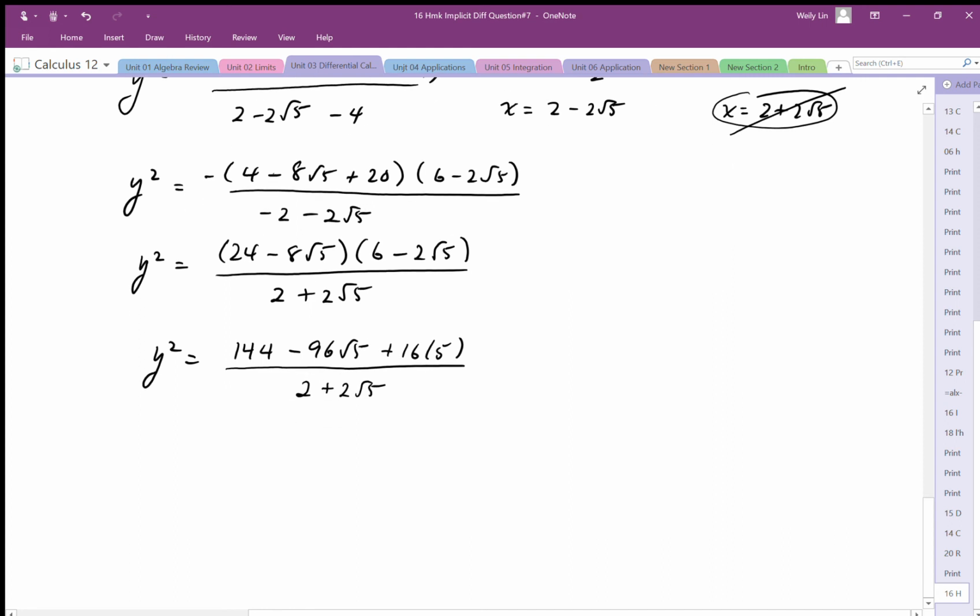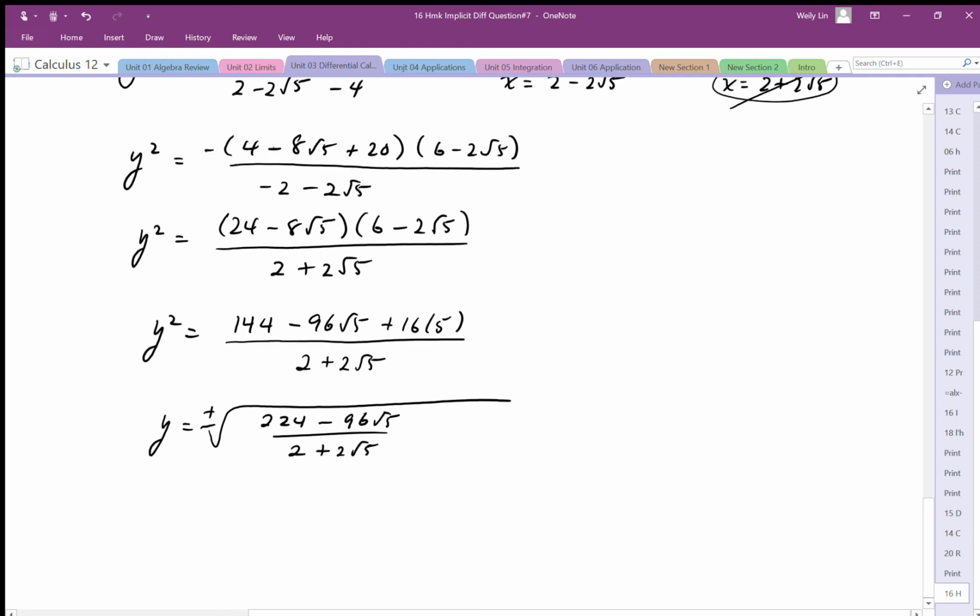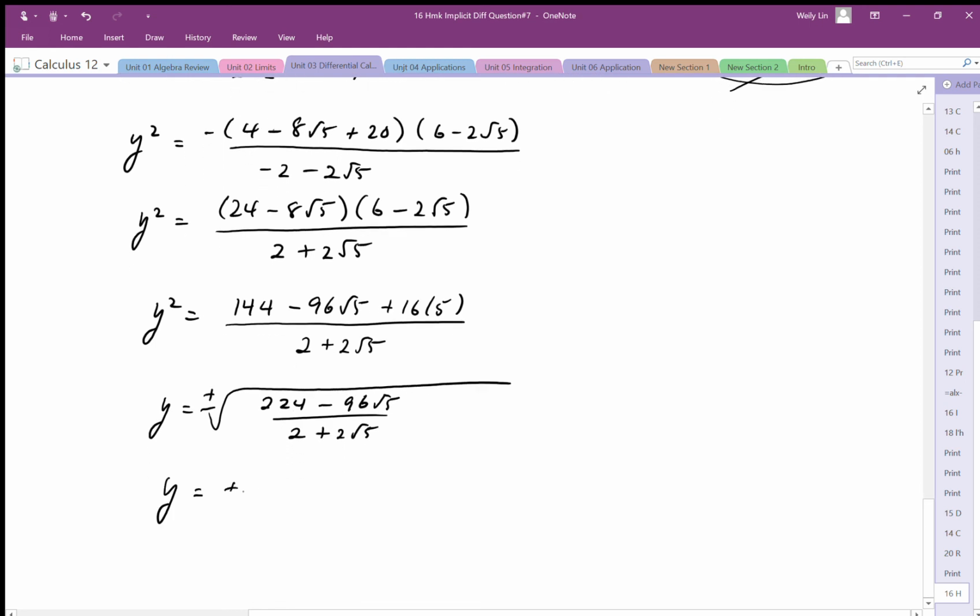I don't think anything simplifies here, so I think we can just square root everything here. So we get plus or minus, we get the y coordinate above and the y coordinate below. So this is going to work out to be 224 minus 96 root 5 all over 2 plus 2 root 5. And we can do a little simplifying here. We get 112 minus 48 root 5 all over 1 plus square root 5. Okay, so there's my y coordinate of that answer.